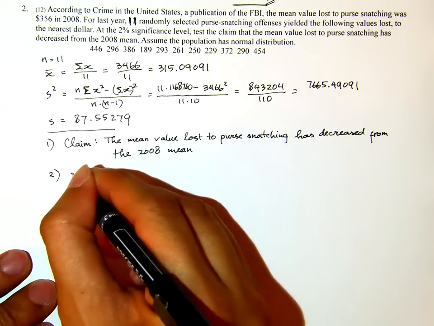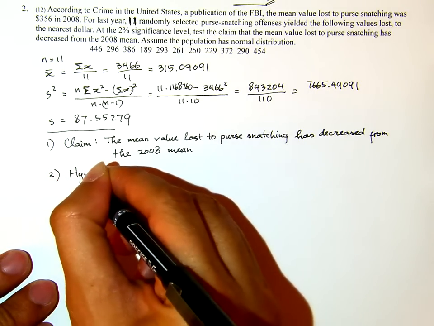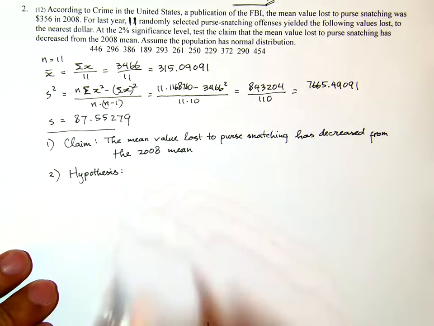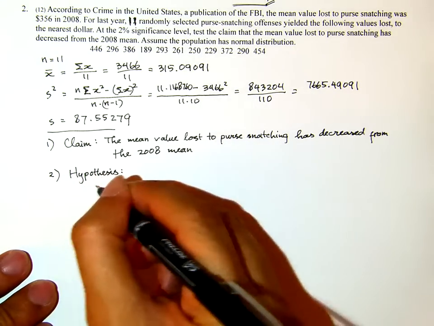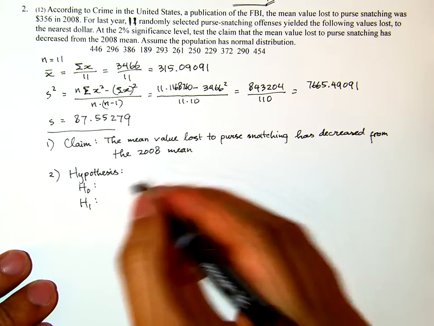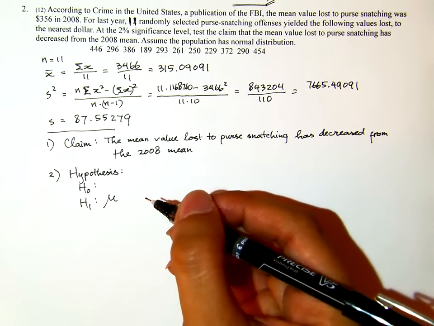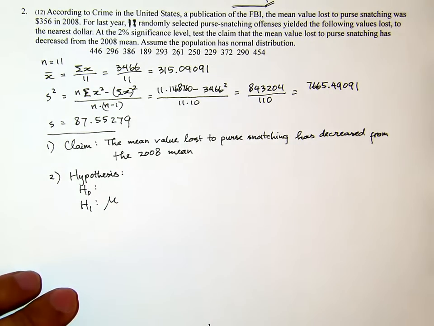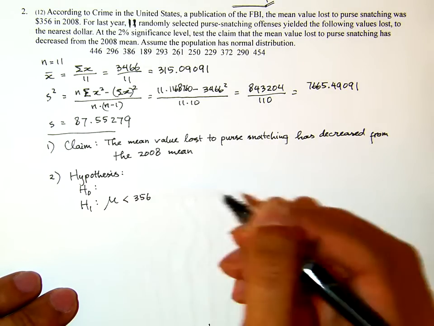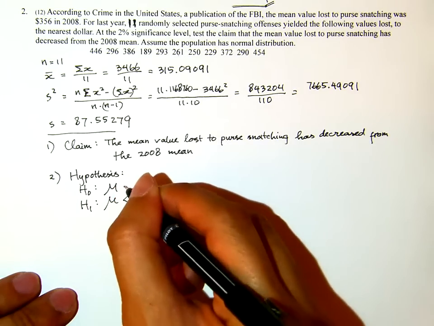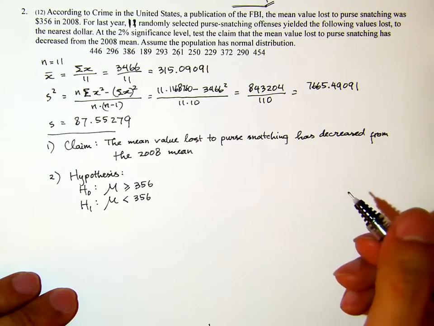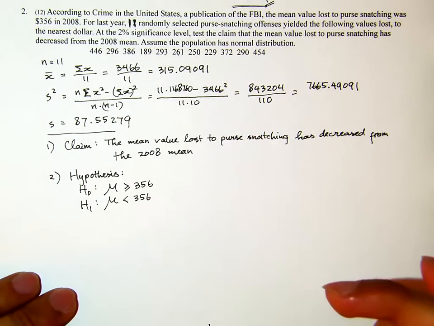Step 2, the hypothesis, or statistical hypothesis, H0 and H1. The mu here, they want to say the mean has already decreased from the 2008 mean, which is less than 356, right? And therefore the null hypothesis will be the competing hypothesis. From the claim we know it actually follows the alternate hypothesis.